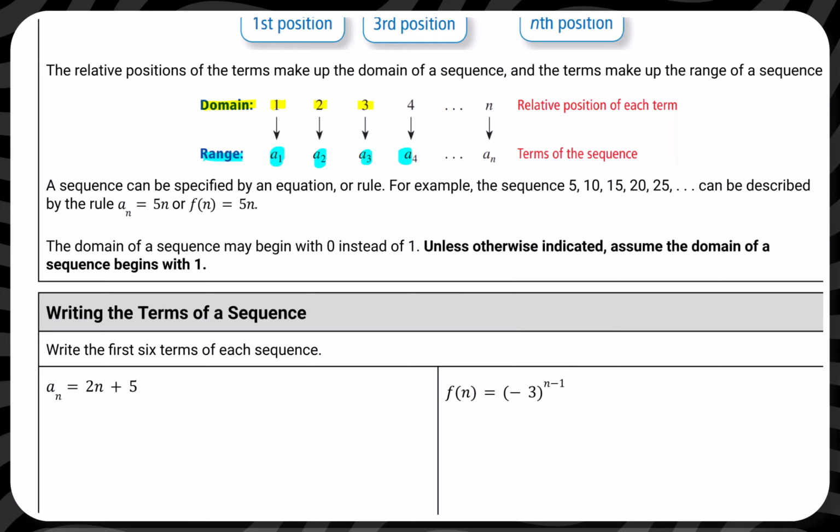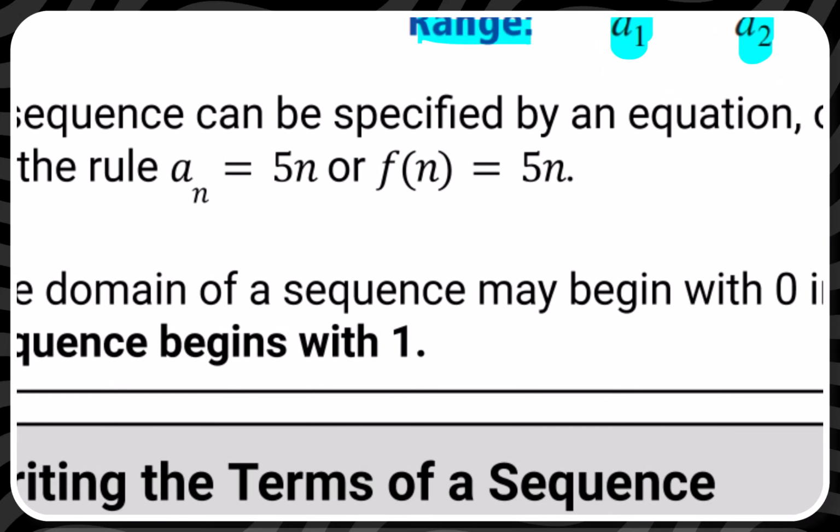So as you can see right here, let me make it really big. There's two ways that you can write the rule. You are very familiar with the f of x notation. That's just function notation. So if you're looking for the first number, you would do f of 1. You would plug in a 1 here, and you just do 5 times 1, which gives you 5. That is the first number in the sequence.